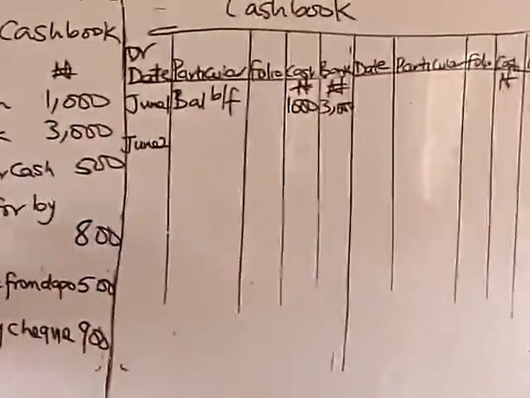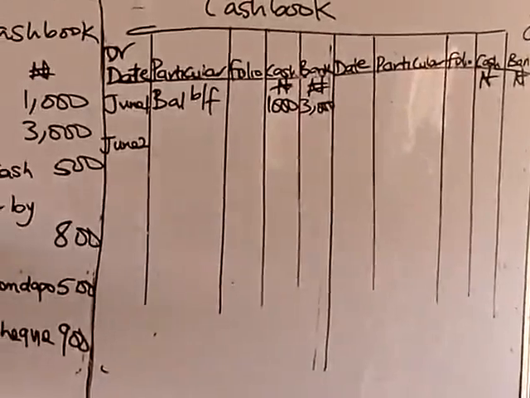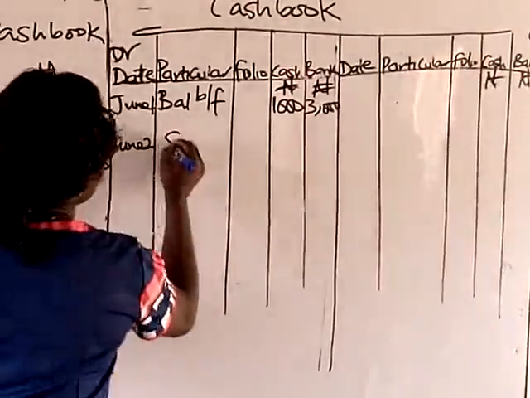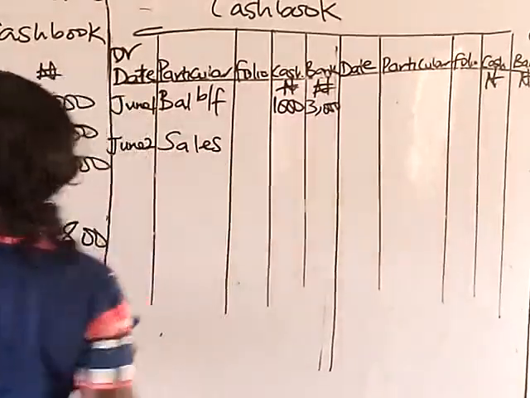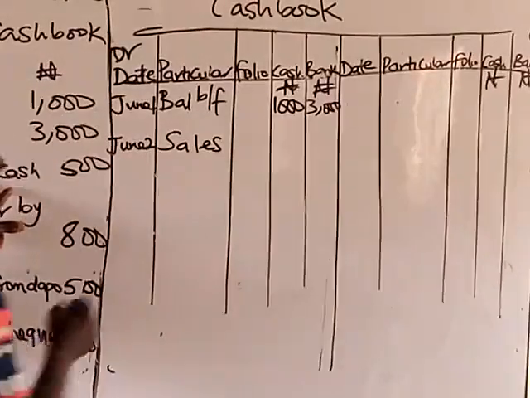Sold goods for cash. We are not writing sold. We are going to turn this to sales. That is, they make a sale for cash of 500 naira.